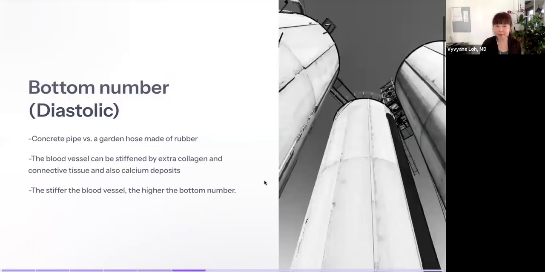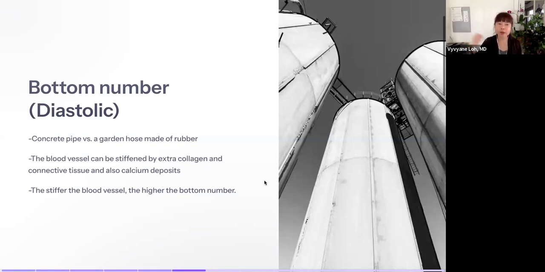What about the bottom number, the diastolic number? This tells you how stiff your blood vessel is. So let's compare a concrete pipe and a garden hose made of rubber. As you can tell, the rubber has more give to it, whereas the concrete pipe is very stiff.